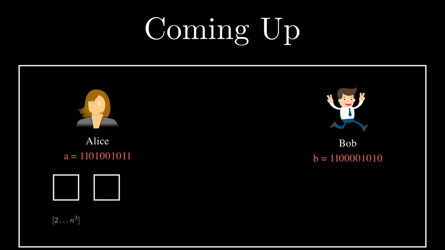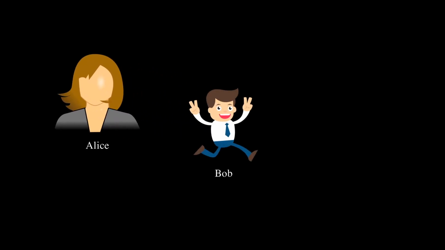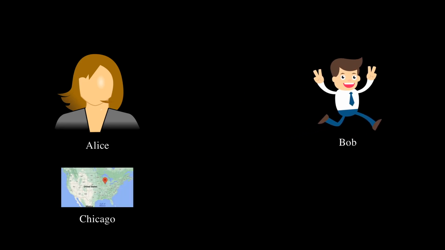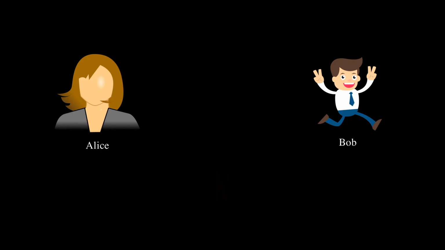But first, let's formalize the problem. Suppose we have two friends, Alice and Bob. Alice lives in Chicago, Illinois, and Bob lives in Guangzhou, China. Alice and Bob share a Netflix account. Both of them have what they think is the password to the Netflix account on a sheet of paper.